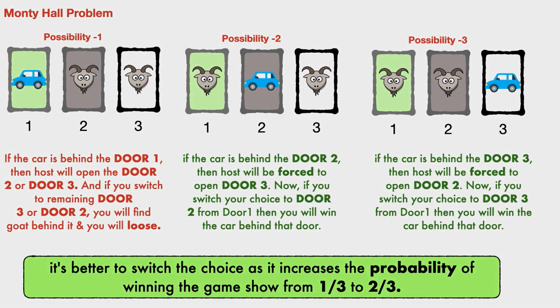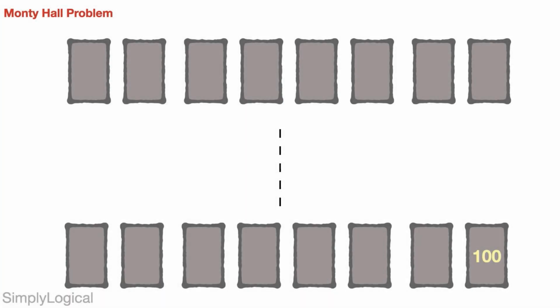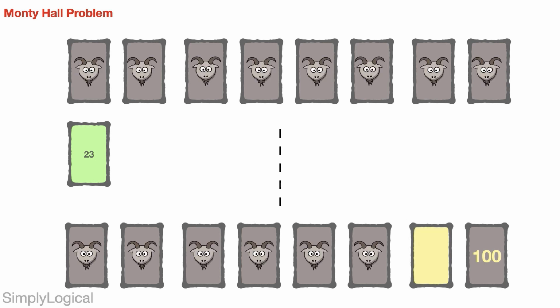So does this logic apply for any number of doors? Let's analyze. Imagine that instead of 3 doors, there are 100. All of them have goats except one, which has the car. You choose a door, say door number 23. At this point, Monty Hall opens all of the other doors except one and gives you the offer to switch to the other door. Would you switch?